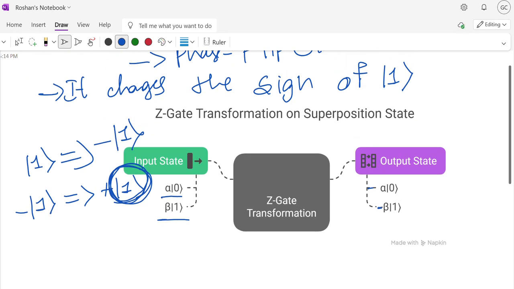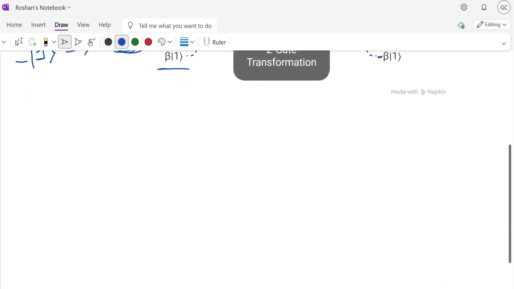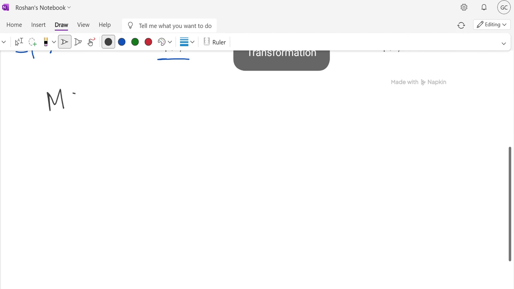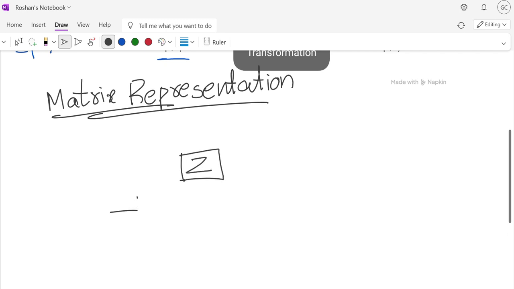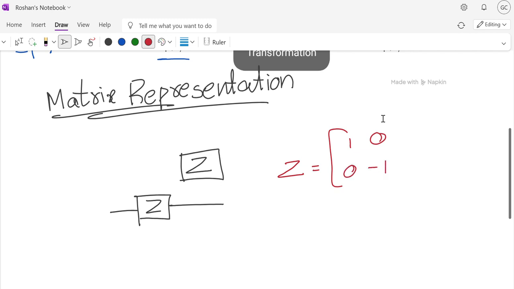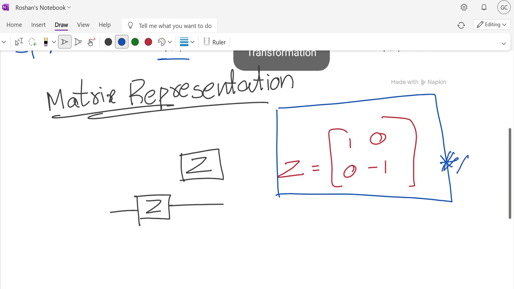Same as I said earlier, in quantum computing, for every quantum gate there will be a matrix representation. So we'll see the matrix representation for the Z gate. Z is represented like this in the IBM Quantum composer. Now we'll understand the matrix representation, Z equal to 1, 0, 0, minus 1. Again, it is important to remember the matrix representation of the Z gate.